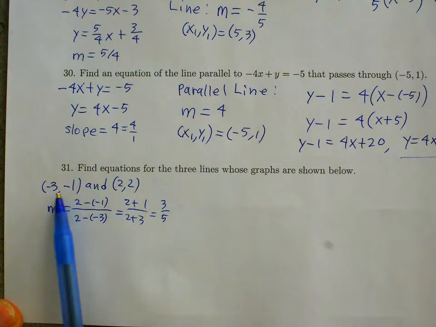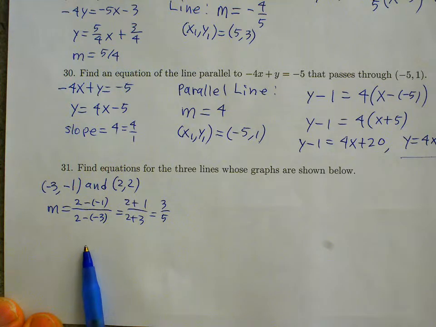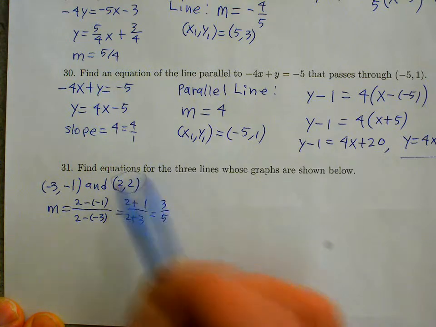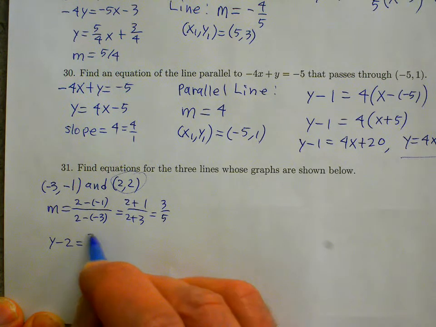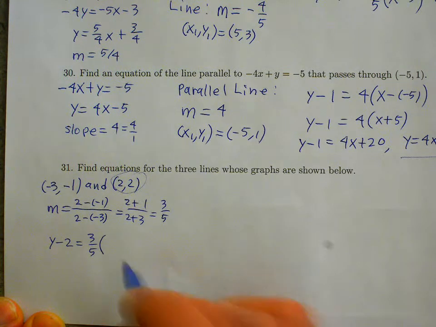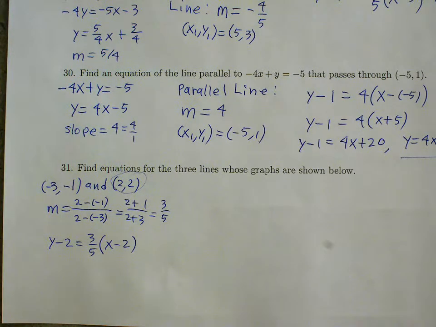And then we can use either of those two ordered pairs to find an equation. So I'll use the ordered pair of (2, 2). So y minus 2 equals 3/5 times x minus 2. So that's an equation of that line on the left.